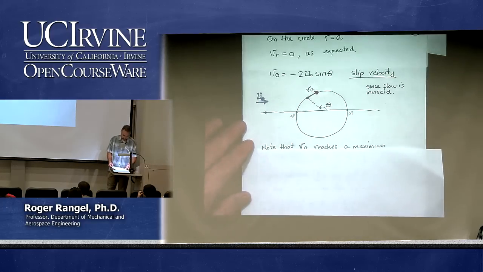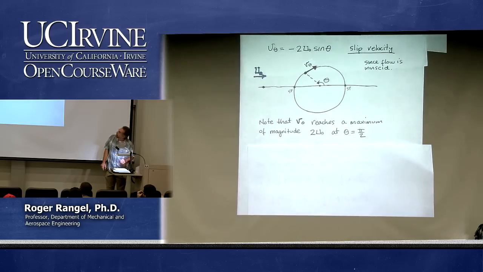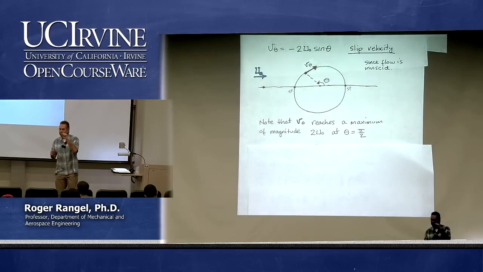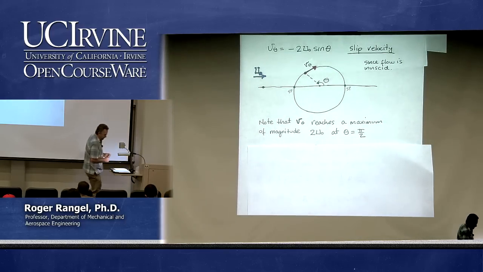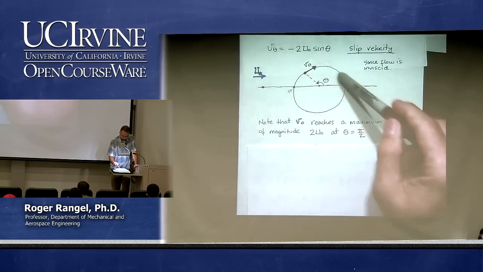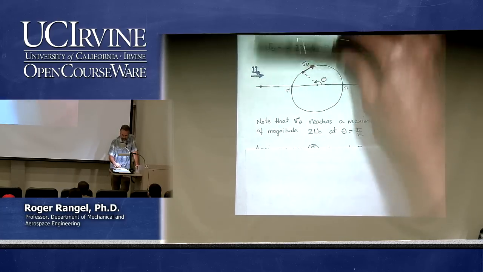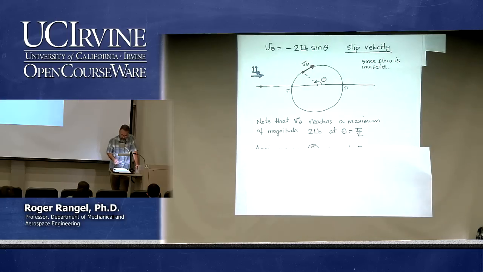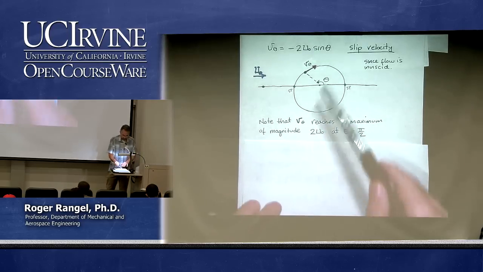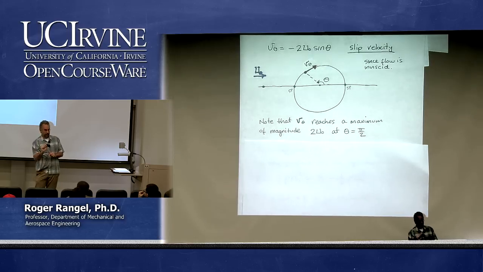But interestingly enough, it reaches a maximum that is twice the free stream velocity. So when I am at the highest point, the velocity is 2 times that of the free stream. It's like the fluid has to speed up as it goes over this bump. Everything that I am saying is also true for the lower side, because this is symmetric. So the velocity reaches a maximum which is twice the free stream velocity at the top of the cylinder and at the bottom of the cylinder.